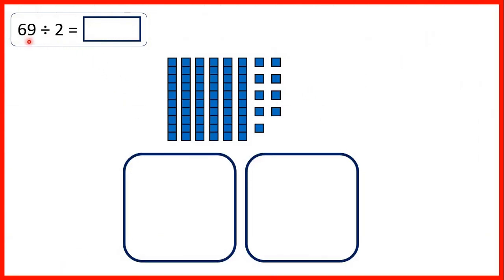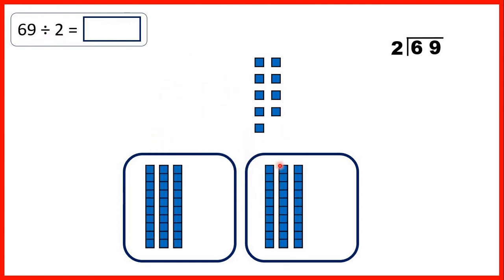So for this first question, we had 69 divided by 2. We could share out all 6 of our tens, so we wrote 6 below the 6, and because that gave us 3 tens in each group, because 6 divided by 2 is 3, or 3 times 2 is 6, we could write 3 in our answer line.